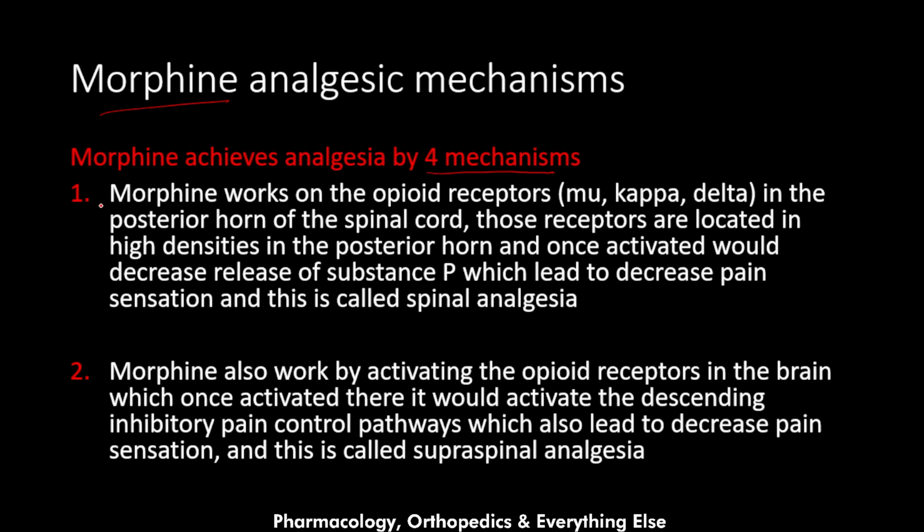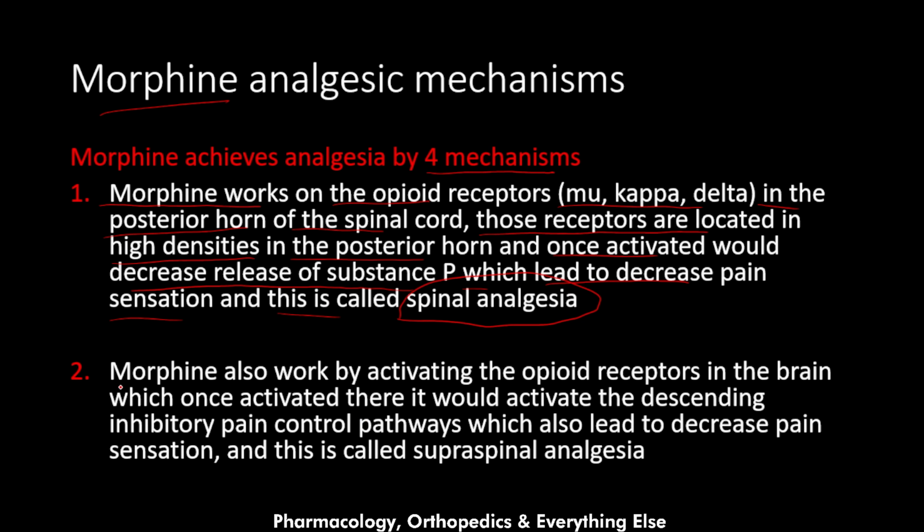The first one is that the morphine works on the opioid receptors, mu, kappa, and delta, in the posterior horn of the spinal cord, as we mentioned before, and those receptors are located in high densities in the posterior horn. Once activated, we decrease the release of substance P, which leads to decreased pain sensation, and this is called spinal analgesia. So the first mechanism is the spinal analgesia by activating the opioid receptors in the spinal cord.